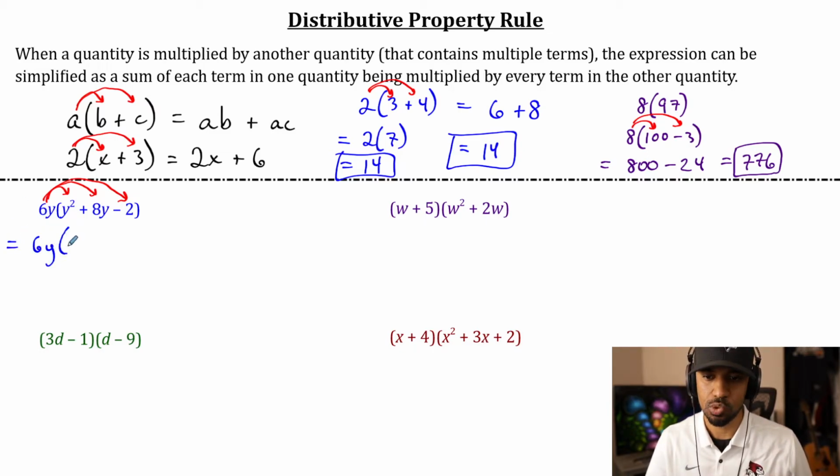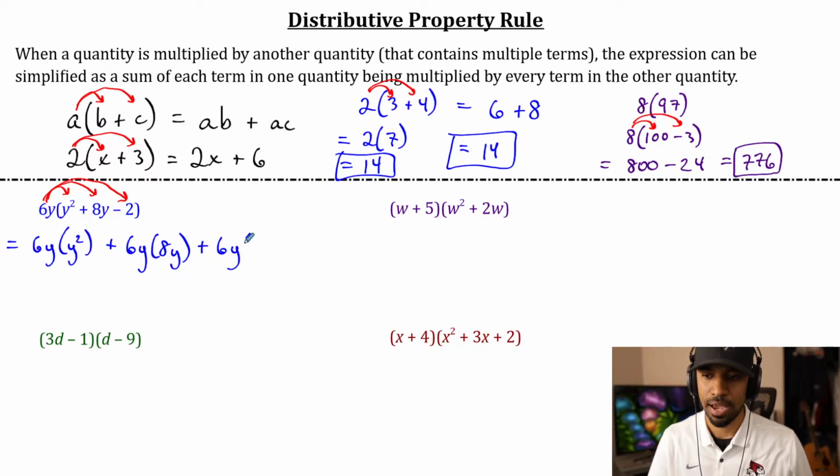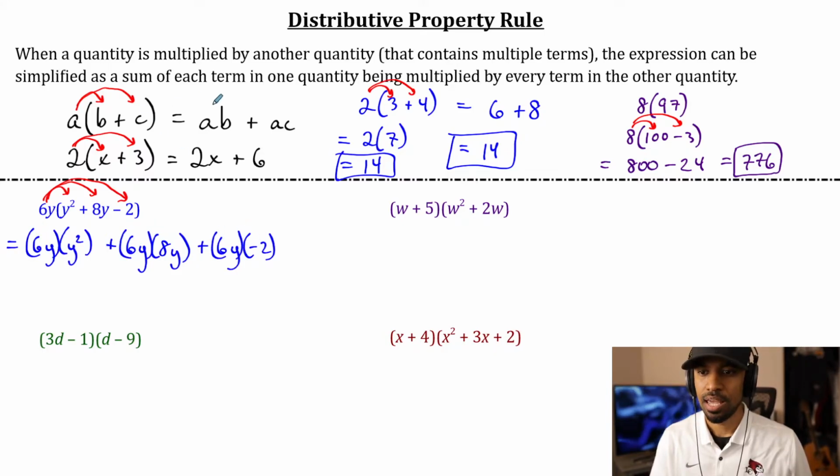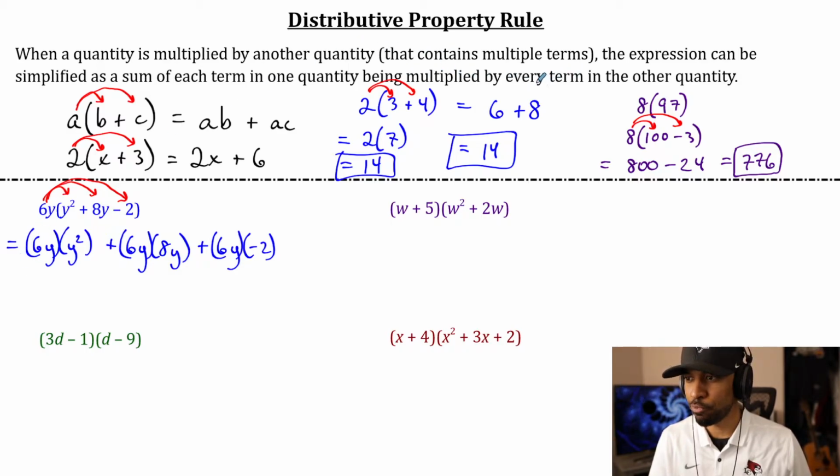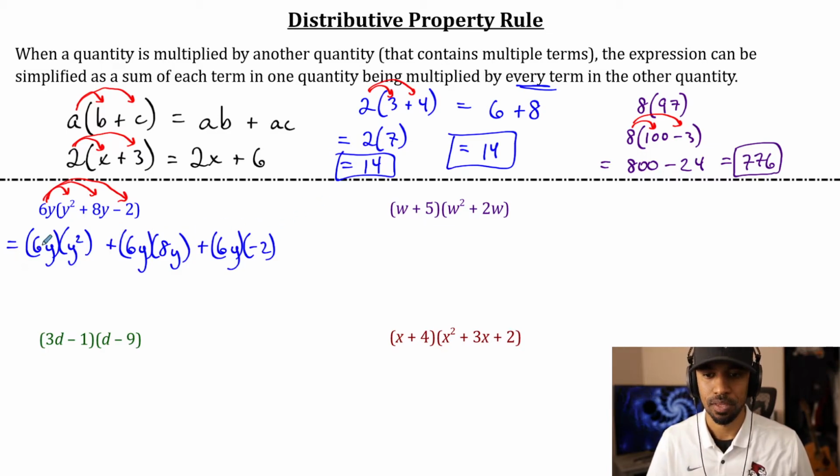I'm going to multiply 6y by y squared. I'm going to multiply 6y by 8y, and I'm going to multiply 6y by negative 2. 6y is multiplying by all 3 terms inside here. Again, each term in one quantity, the 6y, is multiplied by every term in the other quantity, the y squared, the 8y, and the negative 2.